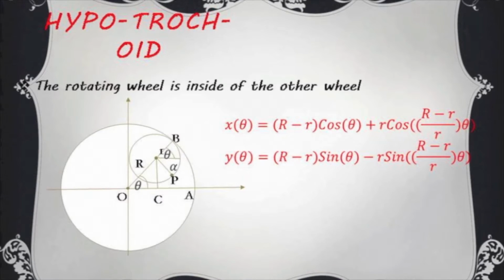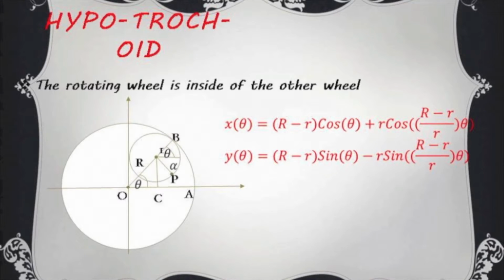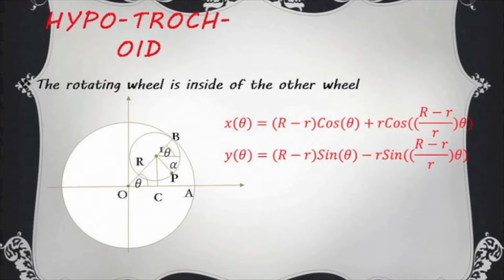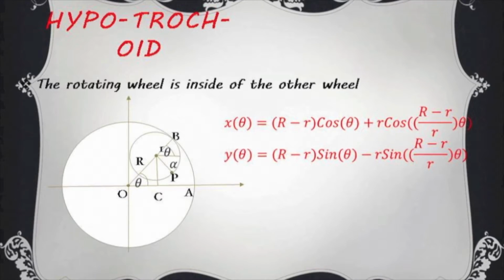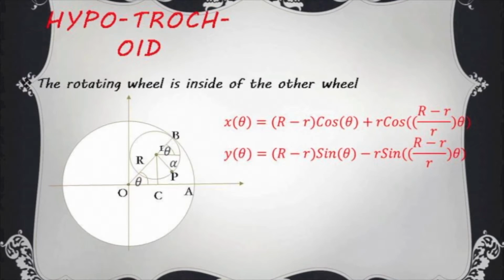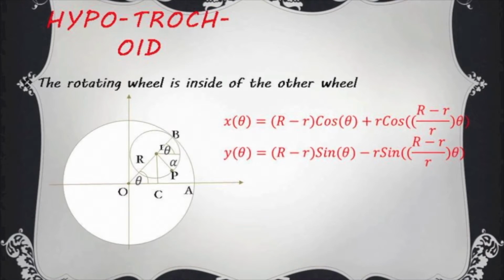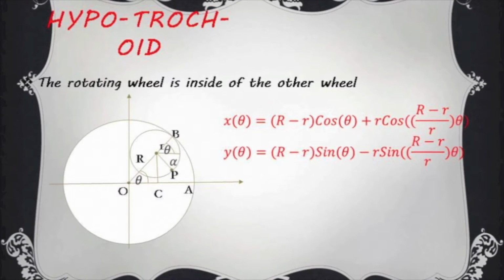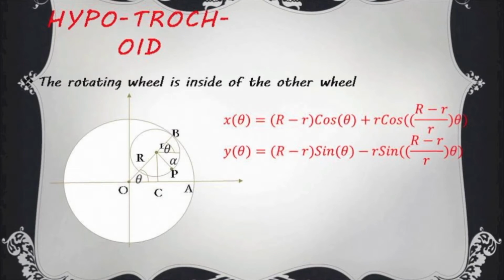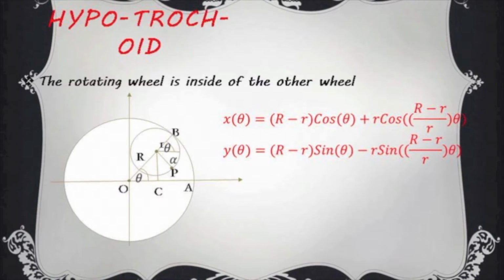So finally, we find the parametric equations. So x(theta) equals (R minus small r) cosine theta plus small r cosine of ((R minus small r) over small r times theta). y(theta) equals (R minus small r) sine theta minus small r sine of ((R minus small r) over small r times theta).